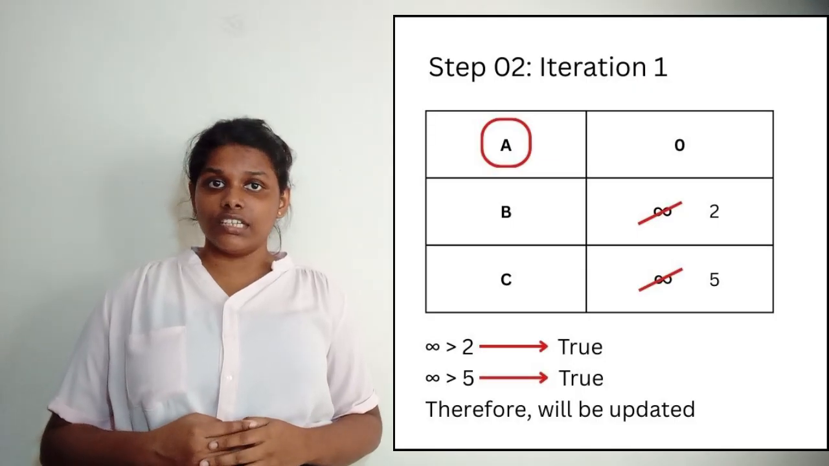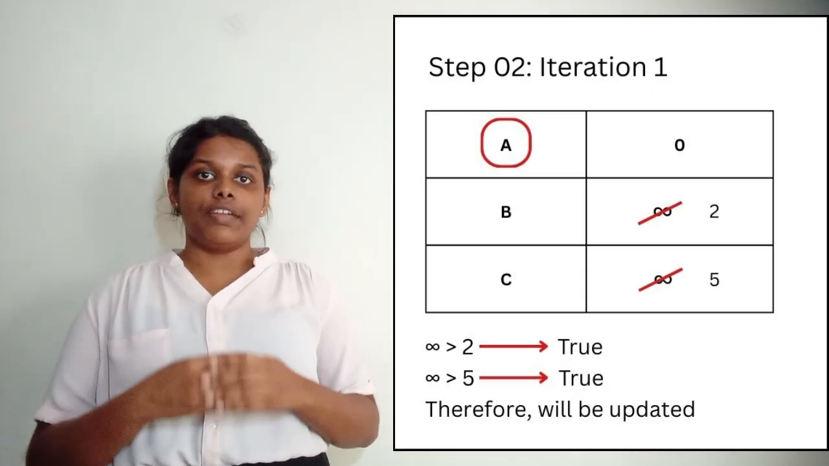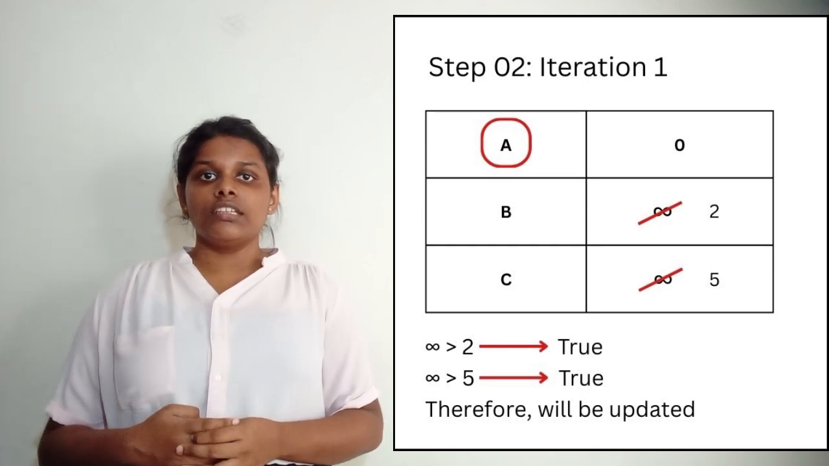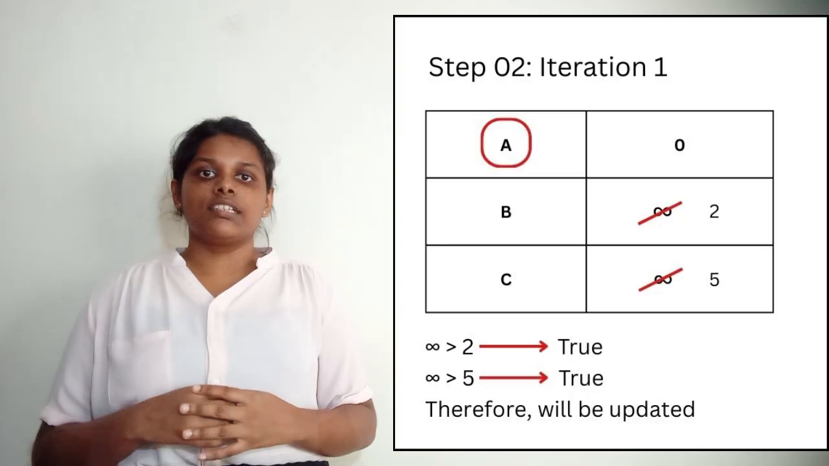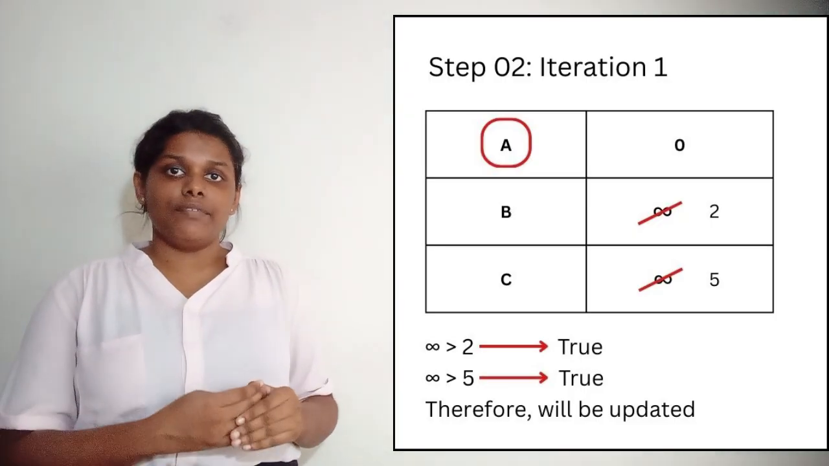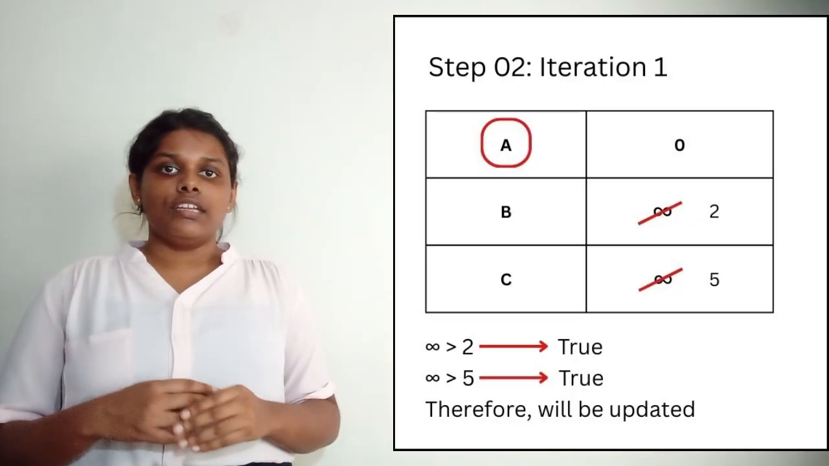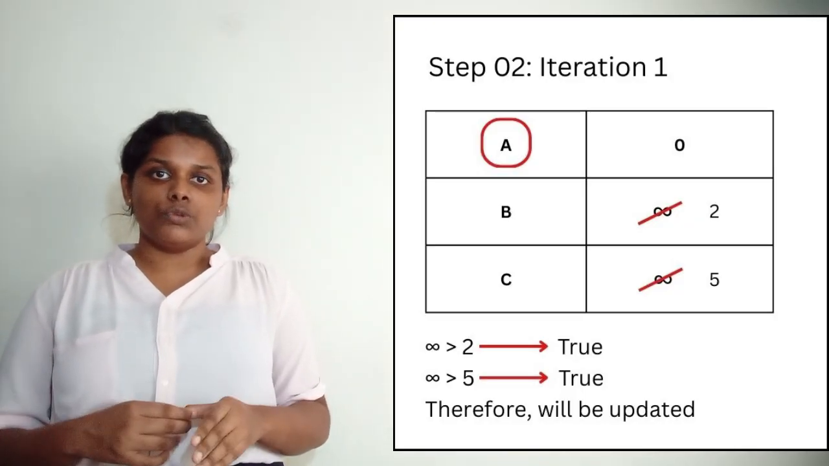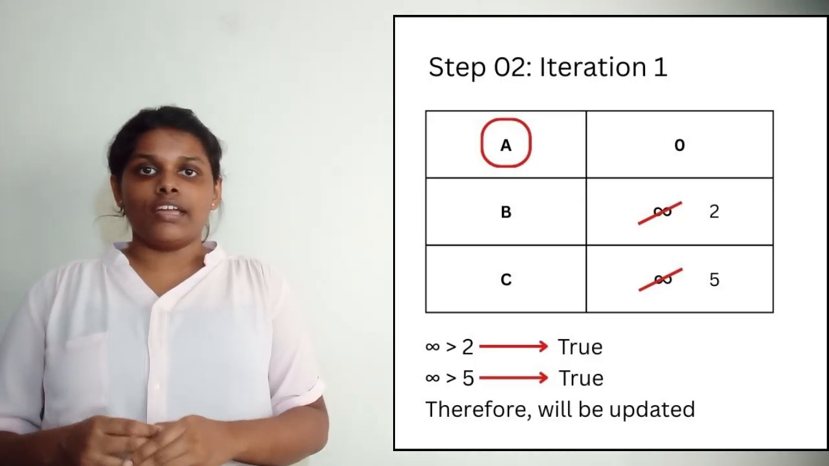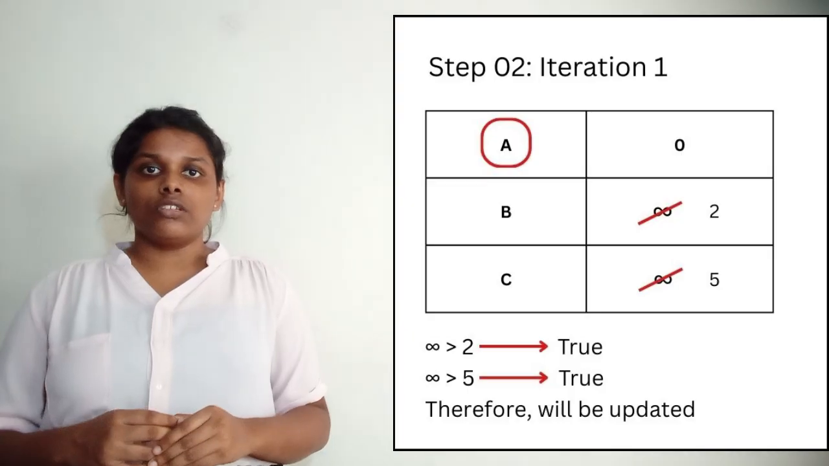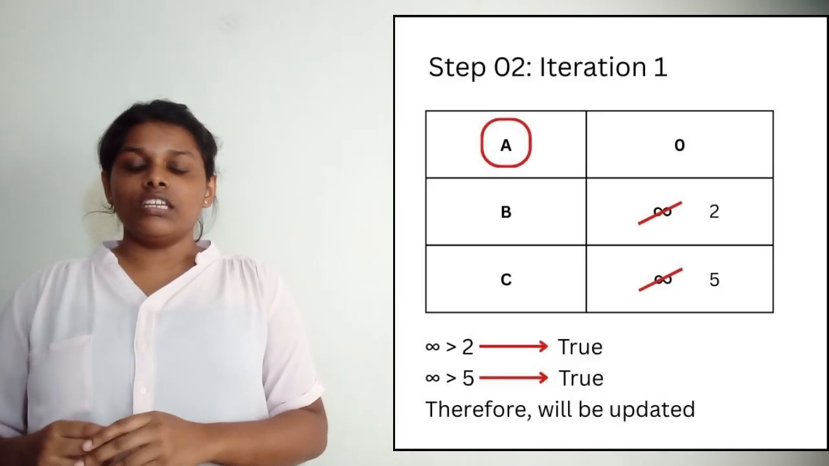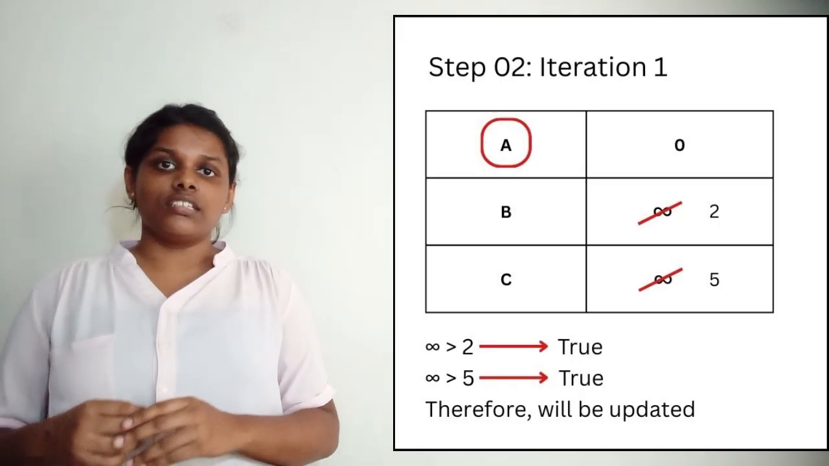As I mentioned earlier, we can update a weight only if the current weight is greater than the new weight. When going from A to B and C, we can see that infinity is greater than 2, so we can update B as 2, and A to C is 5, so we can update C as 5, as infinity is also greater than 5.